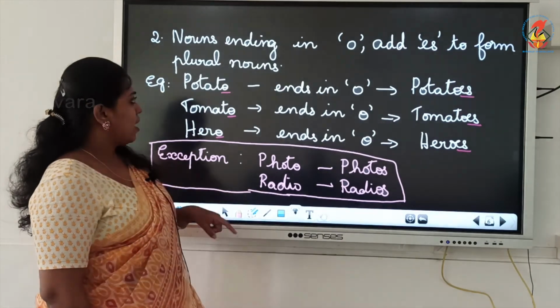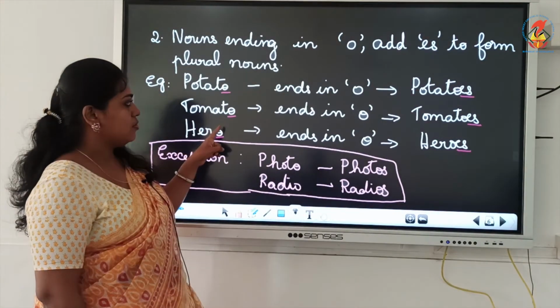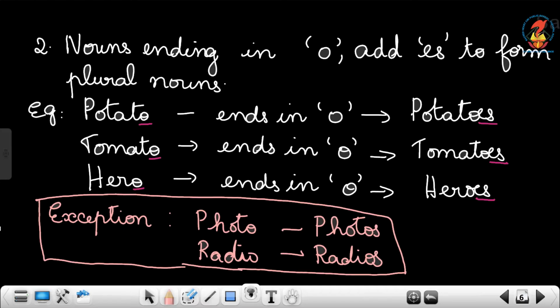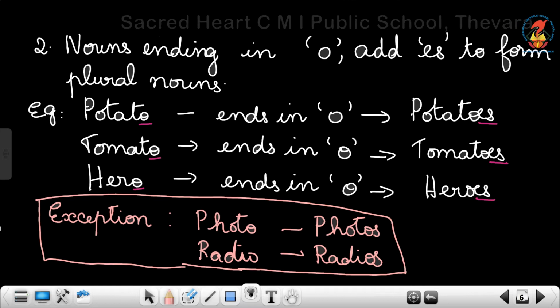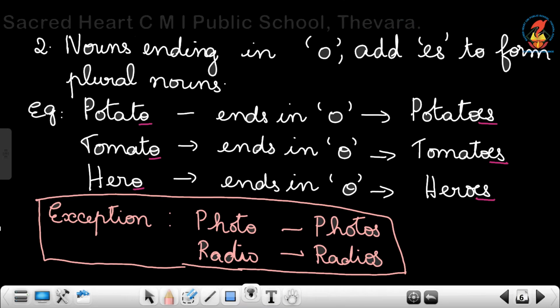Look at the word tomato. The word tomato ends with letter o, right, children? So, if the letter ends in o, what is the rule? We have to add es to the word. So, here it is tomatoes. Hero. The word hero ends with letter o, right? So, it will become heroes.